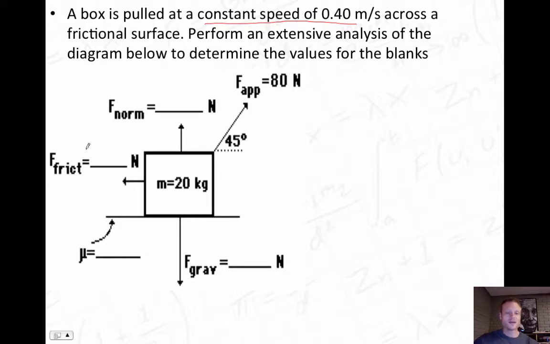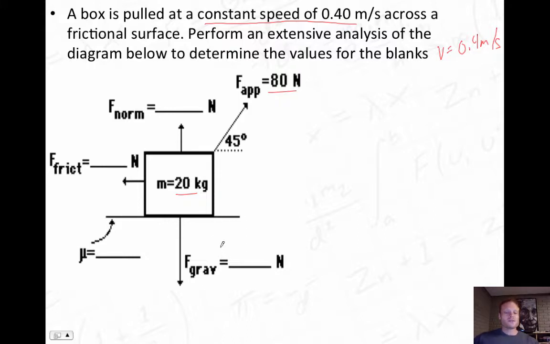Okay, so here we have this free body diagram that's been drawn for us already. How nice. And it's asking for all these blanks to be filled in. All I really know about this is that it has this constant speed of, I'm sorry, 0.4 meters per second. So v equals 0.4 meters per second. We know there's an applied force of 80 newtons at an angle of 45 degrees with the horizontal, and the mass of this box is 20 kilograms.